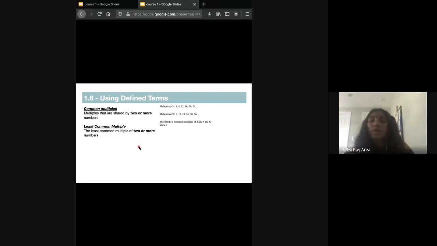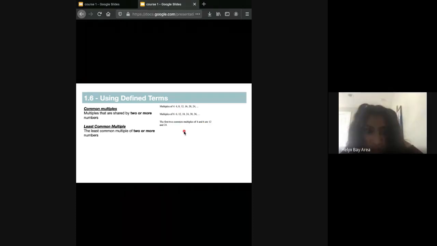So for example, multiples of 4 would be 4, 8, 12, 16, 20, 24, and these can go on forever, but we'll just stop here. And multiples of 6: 6, 12, 18, 24, 30, 36. As you can see, it's all going by 6s, and these are multiples of that number. The first common multiple of these 2 numbers is, as you can see here, 12. Therefore, this is the least common multiple.